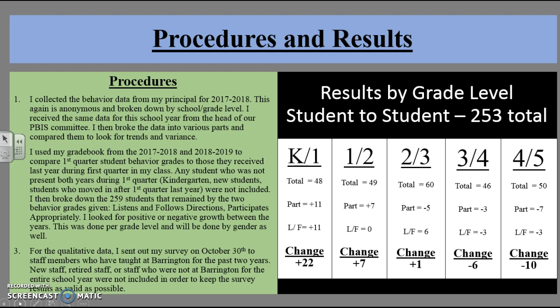I used my grade books from last year and this year to compare student behavior grades, and any student who was not present during both years was not included. I then broke down the remaining 253 students, and I divided them into 2 categories because we give 2 behavior grades: listens and follows directions, and participates appropriately. And then I looked for a positive or negative growth trend between the years. This was done per grade level, and it will also be done by gender as well.